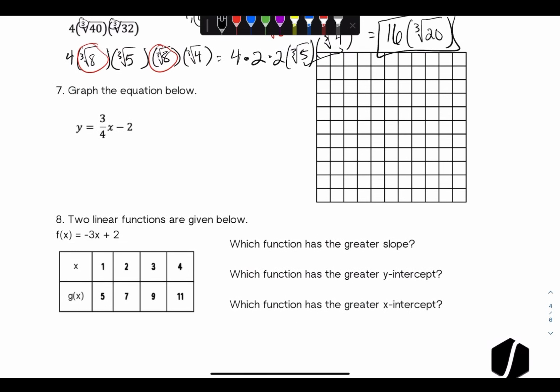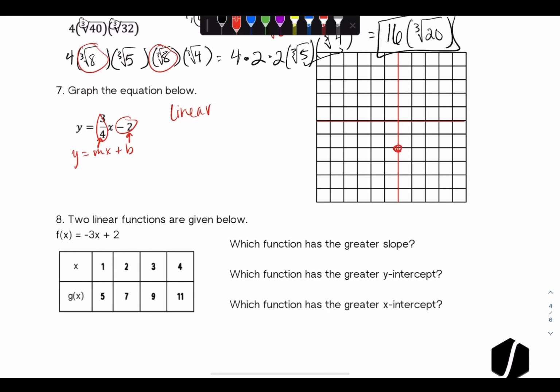And they want us to graph the equation. So let's set up our x and y axis here. Put my y-axis there, and I'll put my x-axis here. All right, so this is a linear function. So I have y equals mx plus b, that's slope-intercept form. So my slope is going to be 3/4. My y-intercept is going to be -2. So I'm going to start with that.